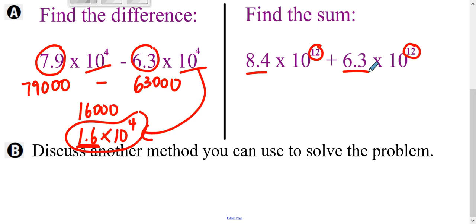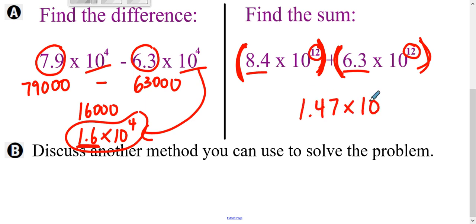If you don't have a multi-view, you need to put each one of the scientific notation numbers in parentheses, as I just drew on the board. 8.4 times 10 to the 12th. The whole thing goes in parentheses, then plus, and then the whole other number goes in parentheses. If you have a multi-view, you don't need to do that. So when you enter that in your calculator, if you're in scientific mode, 8.4 times 10 to the 12th plus 6.3 times 10 to the 12th, and you hit enter, you get 1.47 times 10 to the 13th.